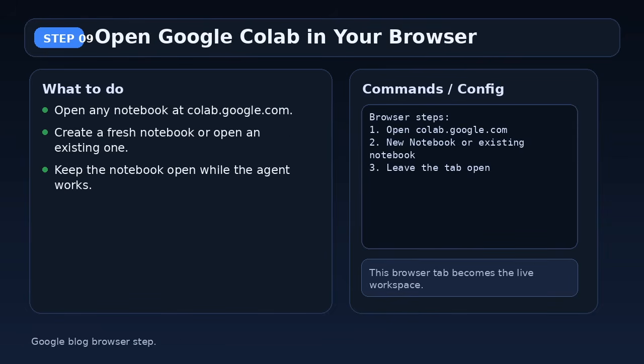Step 9. Open Google Colab in your browser. Once the agent is configured, open Google Colab in your browser. You can create a new notebook or open an existing one. Keep that notebook tab open while the agent runs. This browser session is the live notebook workspace that the MCP server will interact with.